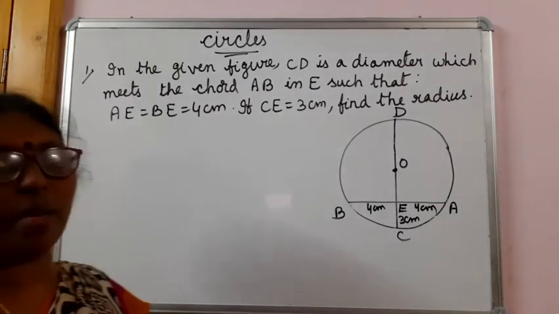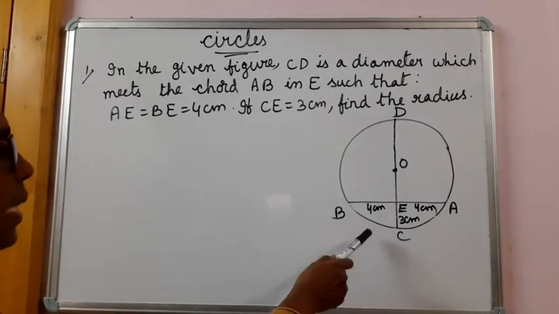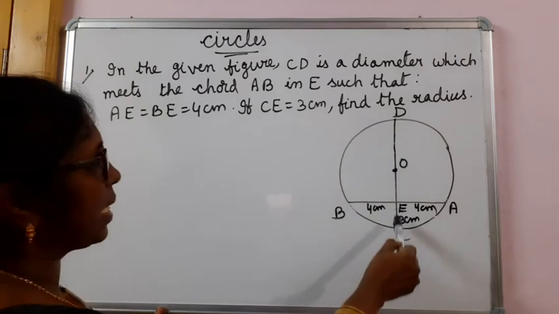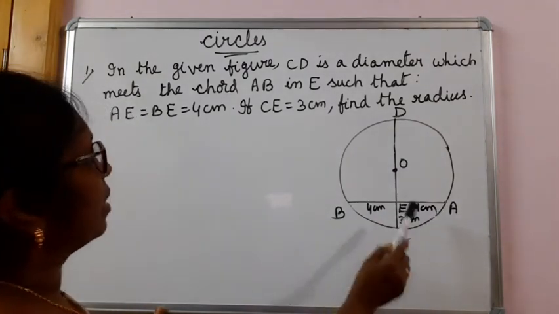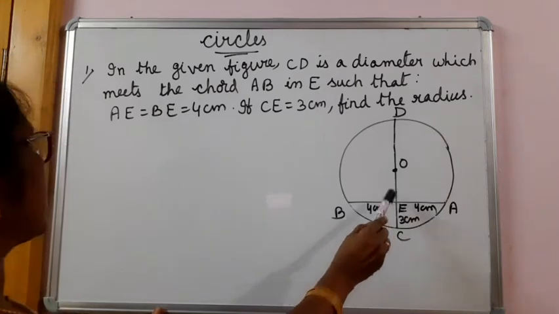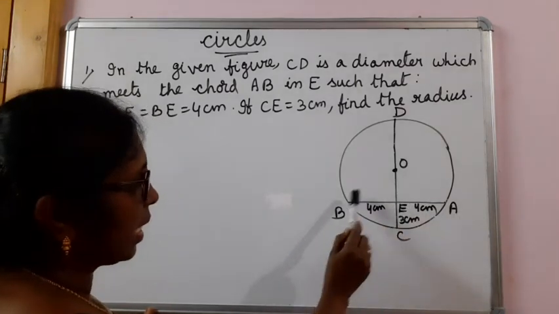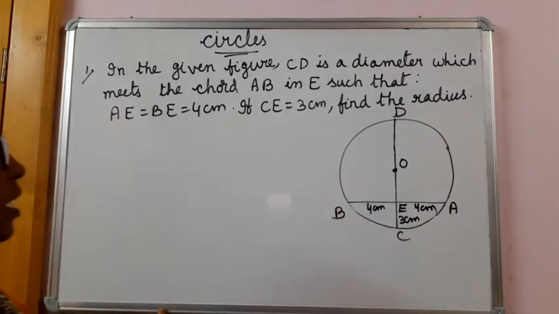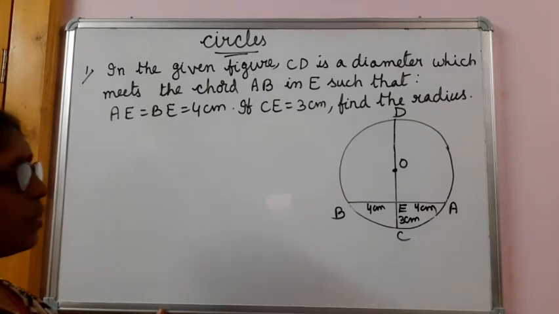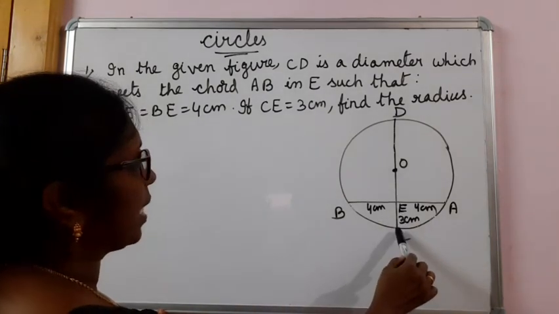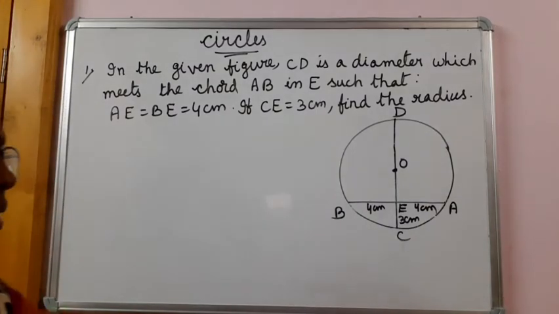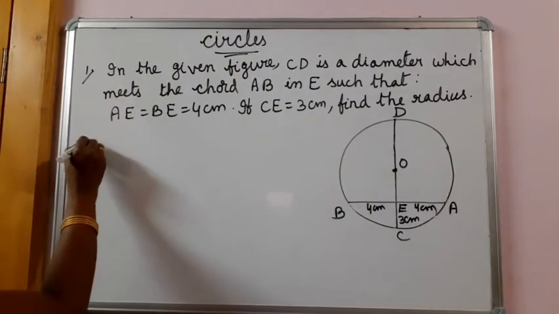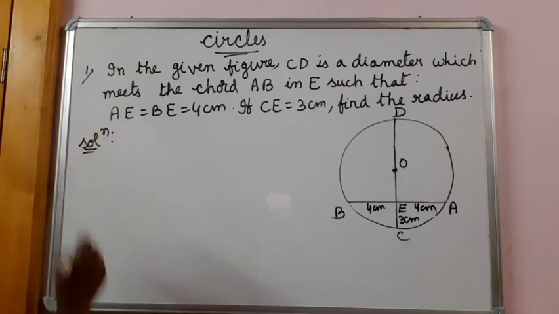Figure based problem. The problem is, in this figure, CD is a diameter which meets a chord AB in E such that AE is equal to BE, that is 4 cm. If CE is equal to 3 cm, find the radius of the circle. So, let us work out for this.